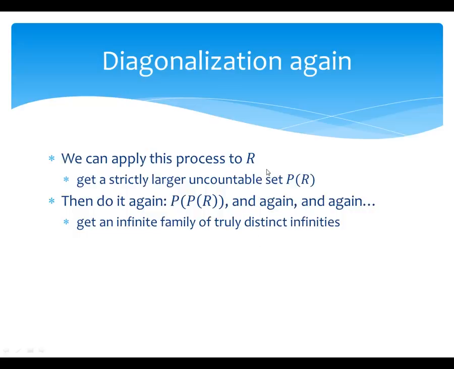Okay, so for example, we could apply this process to the real numbers. We get a strictly larger uncountable set, the set of subsets of real numbers, and then you can do it again and again and again and again. So at the very least, we're going to get an infinite family of truly distinct infinities, each one bigger than the last, even with this very loose notion, the cardinality method, of comparing infinities. That's pretty awesome. We've got an infinite family of really very, very different kinds of infinity. And it even gets better than that, but we'll get to that by the end of the talk.